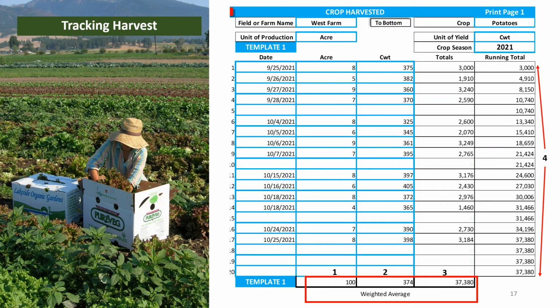Here is the first harvest template, populated with our sample for illustration. Notice at the bottom, by number 1, all of the acres harvested total 100. By number 2, the weighted average of yield, hundredweight, is calculated at 374. By number 3, the total units of yield are calculated at 37,380 hundredweight. By number 4, a running total is kept of the cumulative hundredweight harvested as time unfolds.